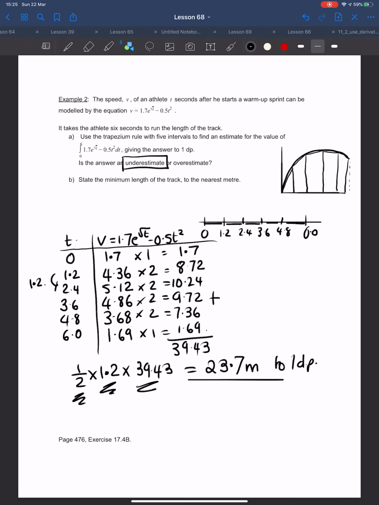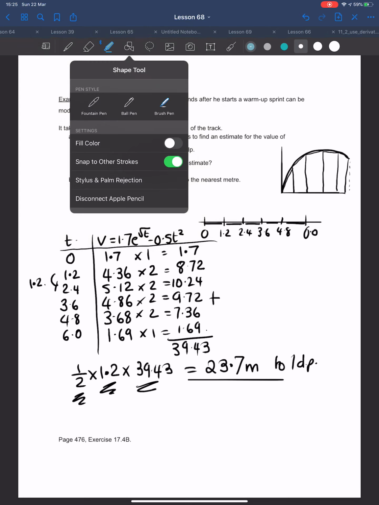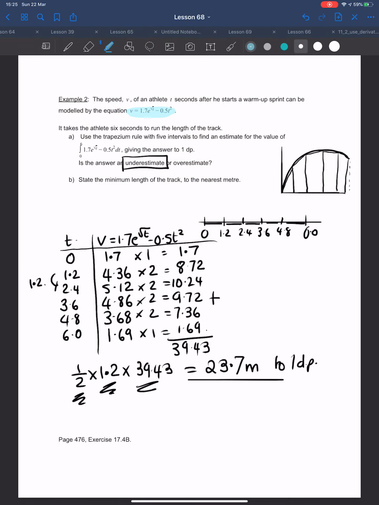Okay. So I didn't really read into all the question very much. I just picked up the formula, which was there. Look, there's the formula there. That goes there. It says 6 seconds to run the length of the track. So it goes from 0 to 6. Then it says 5 intervals. So I've done 6 divided by 5 is 1.2. So these are going in steps of 1.2.